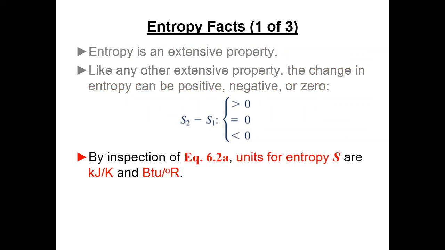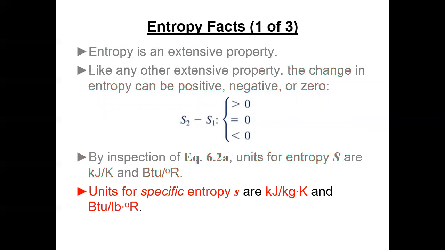Okay, by inspection, the units are what you would expect. In SI units, it's kilojoules per degree Kelvin. And in the imperial or US units, it's BTUs per degree Rankine. And you can do specific entropy, the little s, which would be kilojoules per kilogram per degree K, or BTUs per pound per degree R. So just what you would figure.